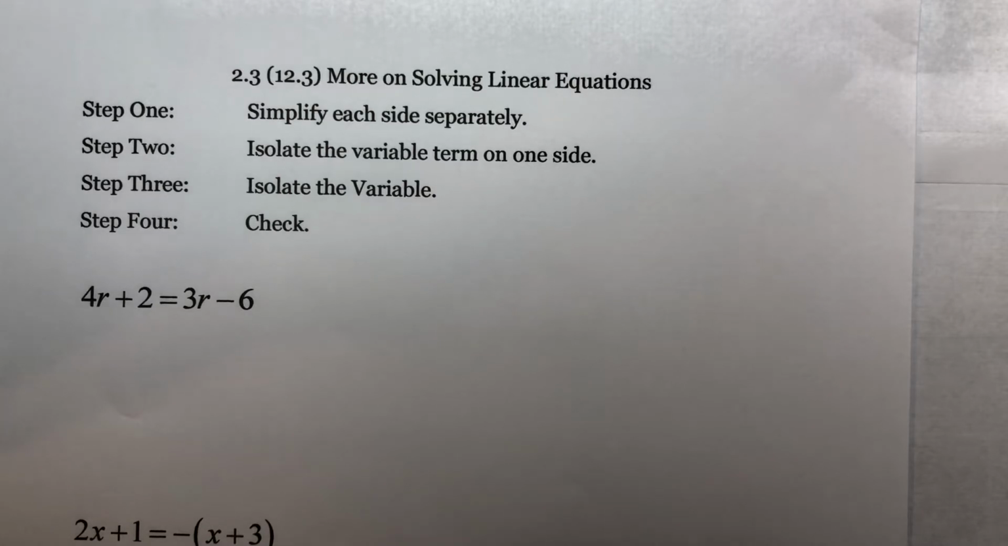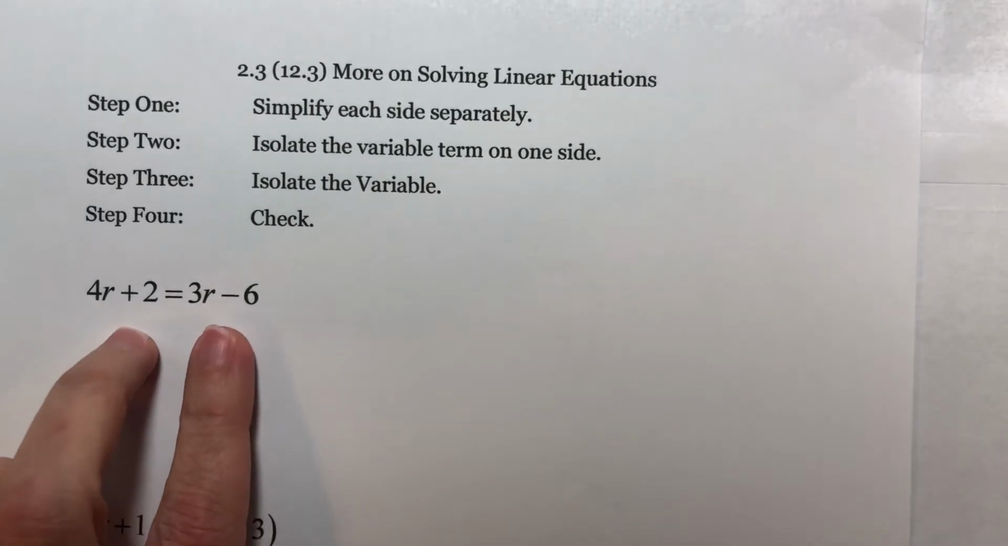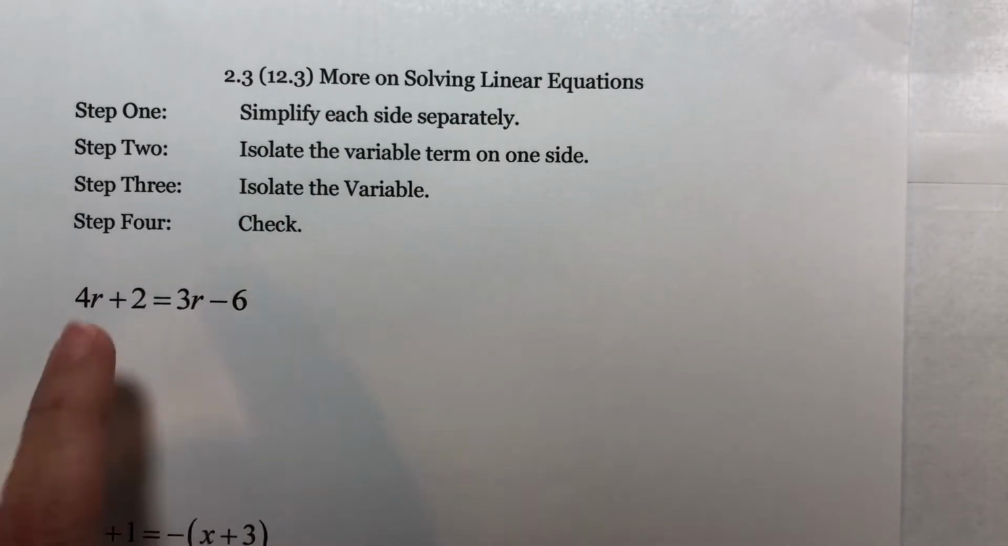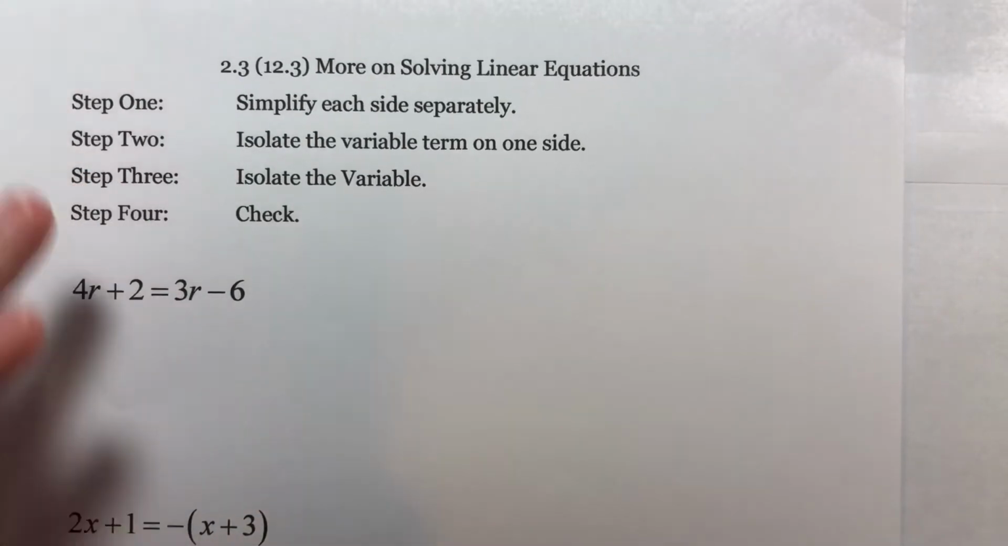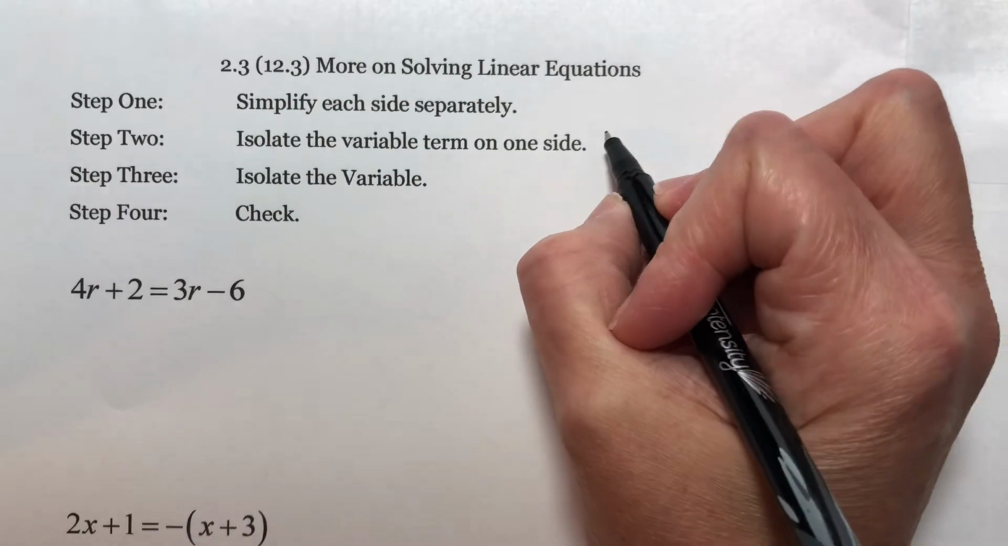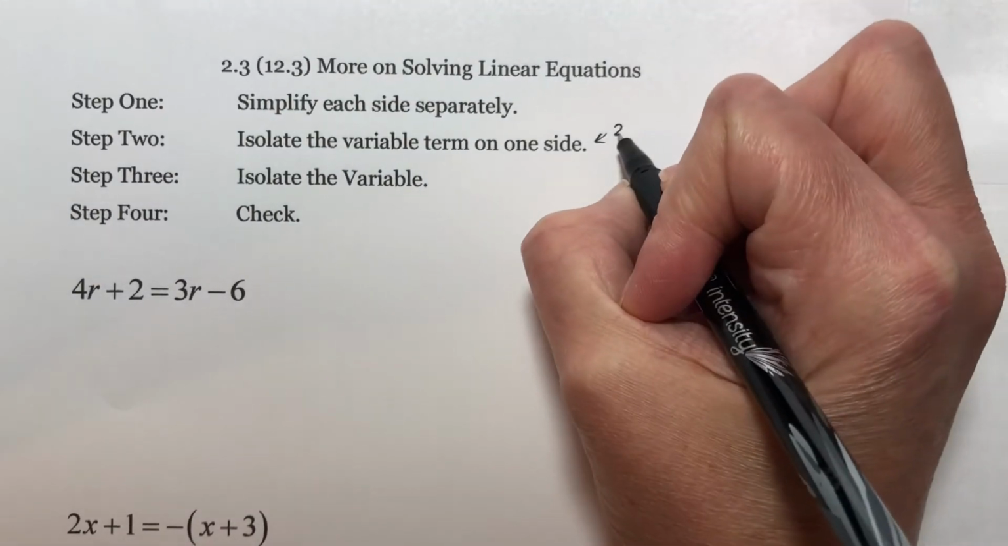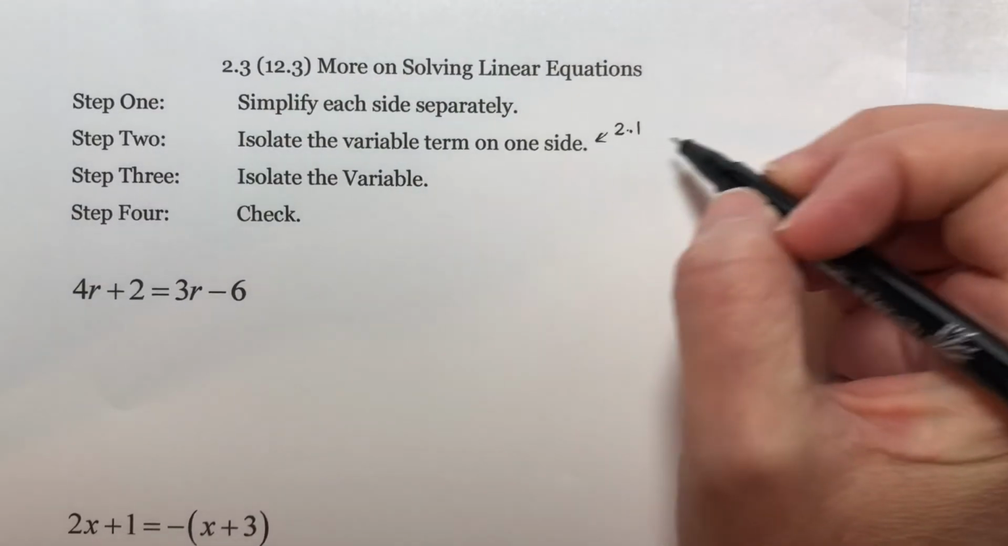Our first step is to still simplify each side of the equation separately. So two separate problems: combine like terms, distribute, get them as nice and neat as possible. And then we're going to isolate the variable term on one side. We're going to be using section 2.1 for this, moving things around.